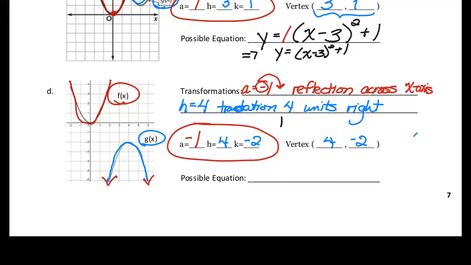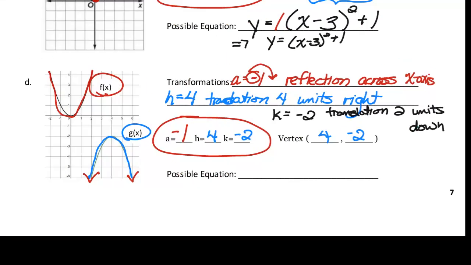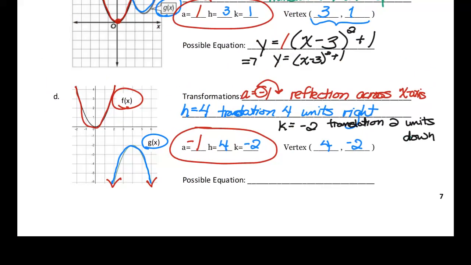Sorry. K is equal to -2. That is a translation 2 units. Notice we don't say -2 units. We give it the positive number of units, and the negative tells the direction, which in this case is going to be down.